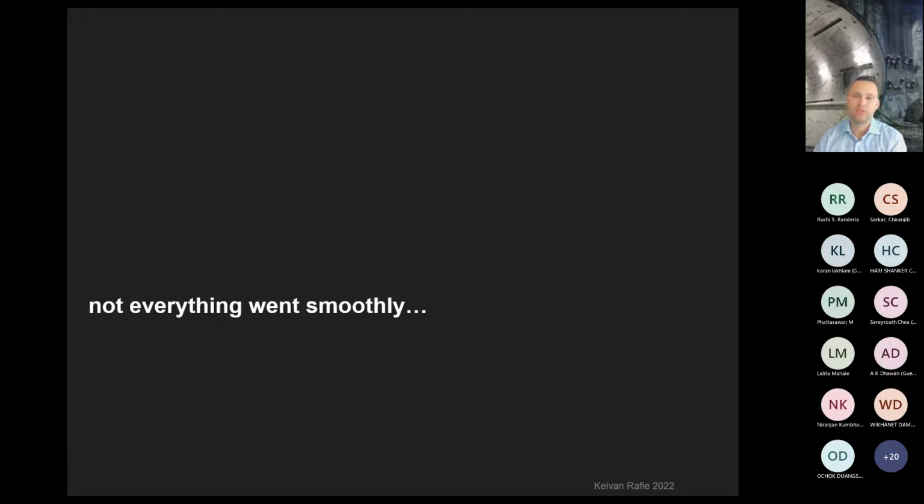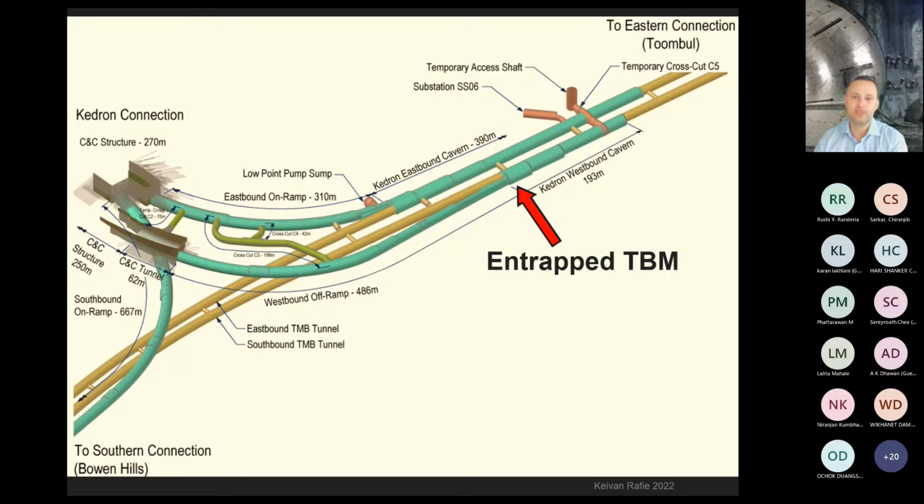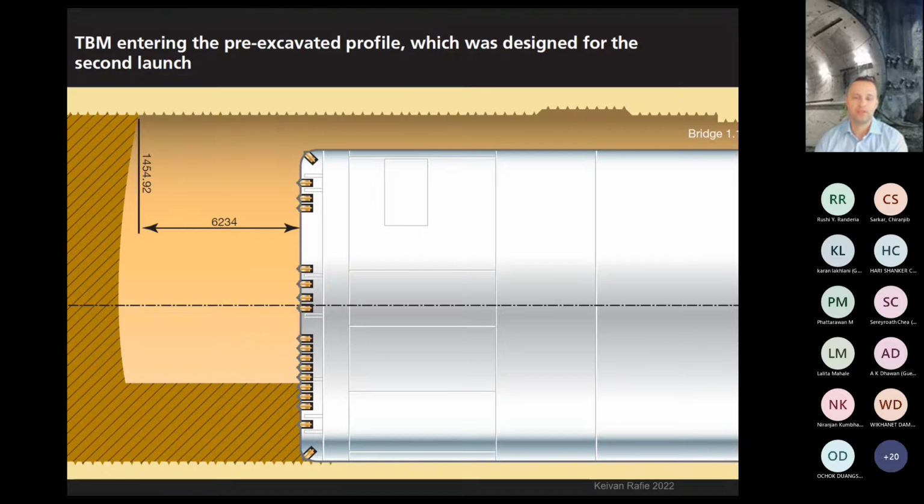Okay, and of course, not everything went smoothly. Just as we were ready to celebrate the end of partial excavation for the first TBM, with less than a few meters of the southbound cavern left to be excavated, the southbound TBM, or Sandy, became entrapped in the smaller pre-excavated relaunch profile. If you see the figure here, this is a pre-excavated profile that was originally mined by Roadheader in advance to accommodate the design for the relaunch of the frame and other elements.